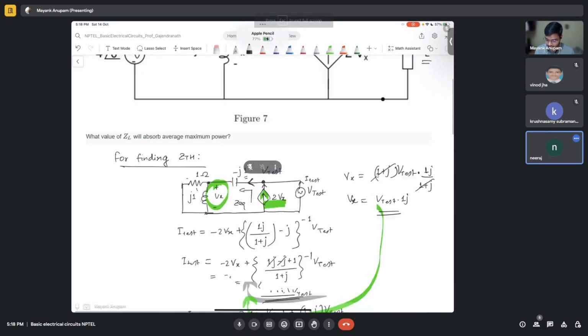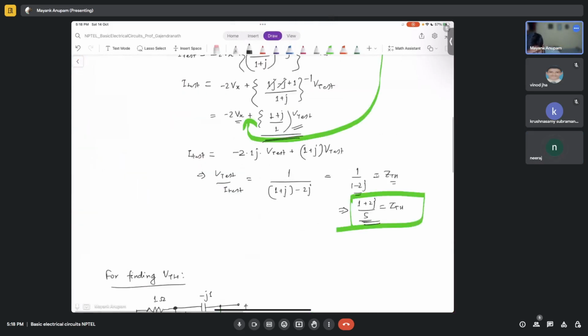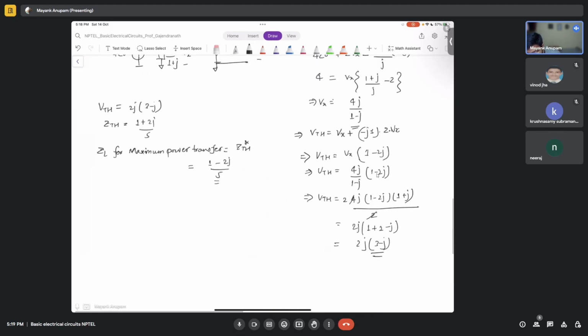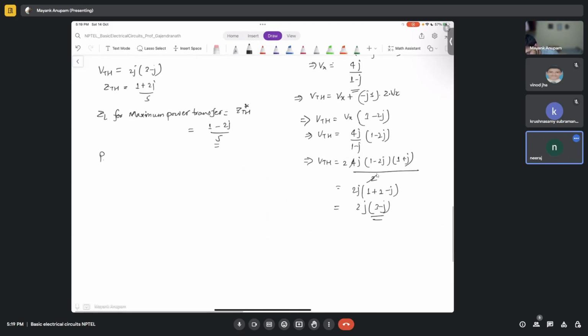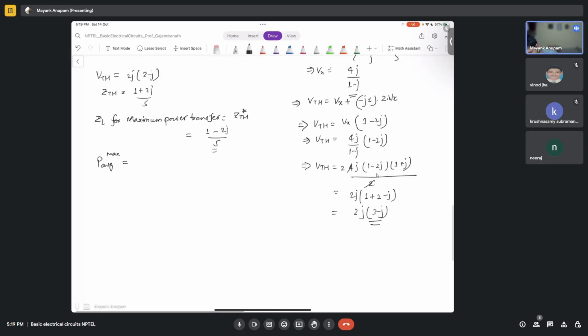Yes, sir. So we probably didn't have to find out the value of Vth. By the way, now that we have the value of Vth, can you tell me what is the maximum power transferred? What is Pmax? What is P average max? Sir, V square by ZL. No, it is mod of V square. It is mod of V square by ZL.